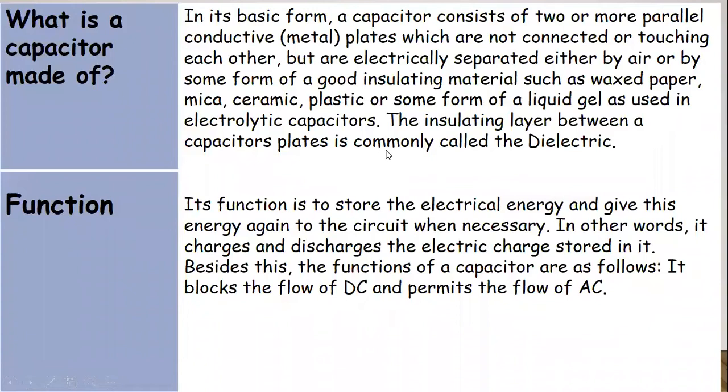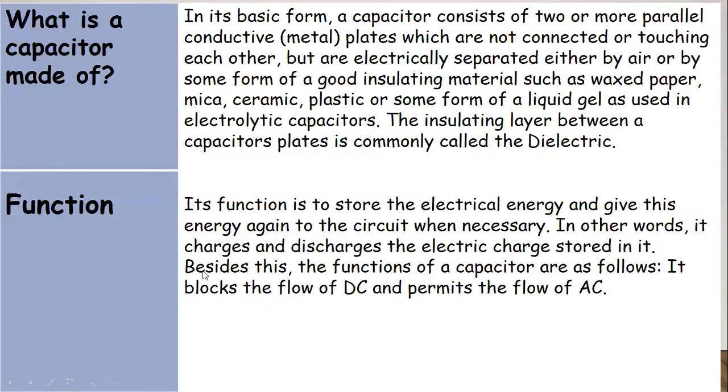Now, what is the capacitor made of? The basic form of a capacitor consists of two or more parallel metal plates which are not connected or touching each other, but they are electrically separated. It means that there must be an insulator between them. The insulator can be air, paper, ceramic, plastic, or a liquid gel or electrolytic capacitors. It can be anything like that. And the insulating layer between the plates is commonly called the dielectric.